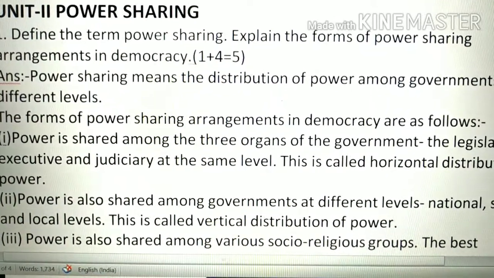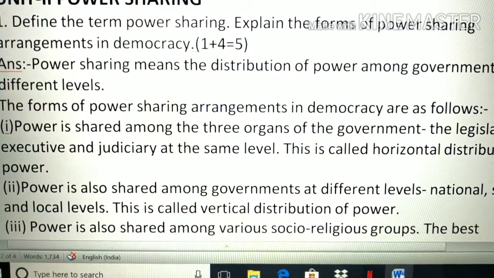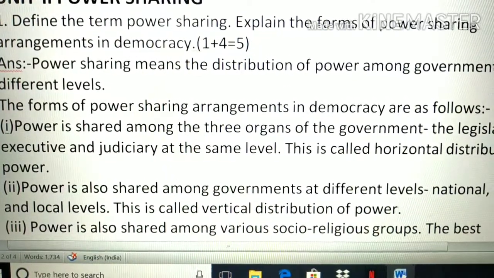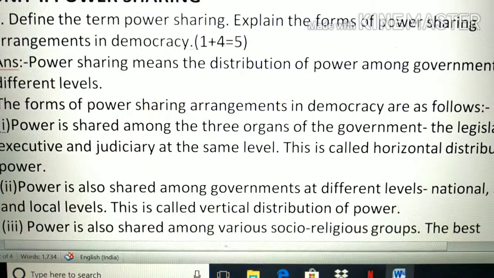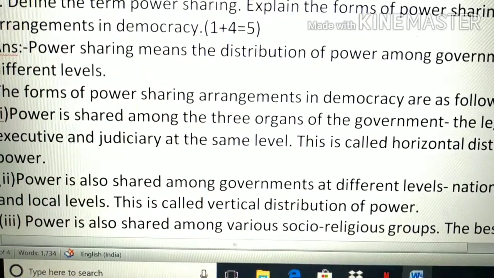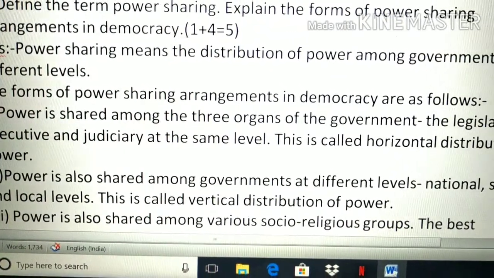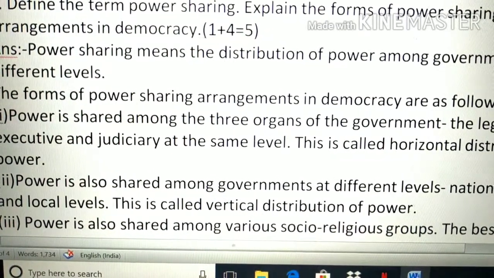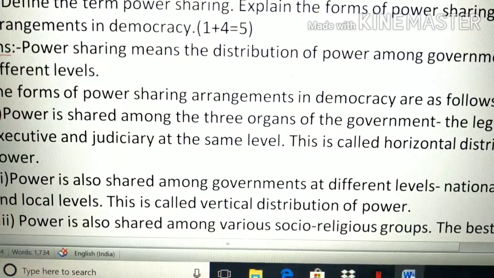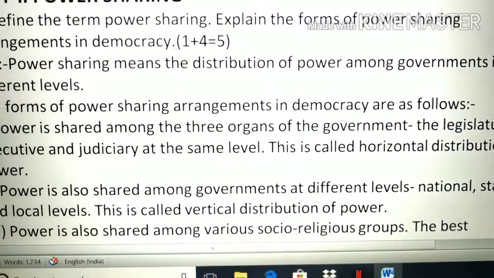Power sharing means the distribution of powers among governments at different levels. The forms of power sharing arrangement in democracy are as follows. Point number 1. Power is shared among the three organs of the government: the legislature, executive, and judiciary at the same level. This is called horizontal distribution of power.